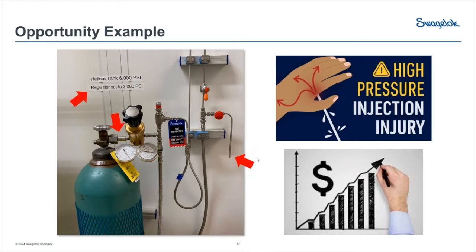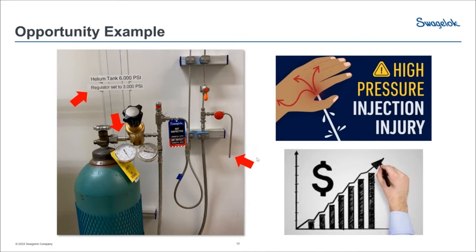In this case, the customer was depleting a 6,000 PSI bottle down to only 3,000 PSI. Said differently, they were leaving more than half the molecules in that bottle. Also, that's about $500 per bottle of unused gas. Now, in this case, the customer was replacing these bottles about every month or so.